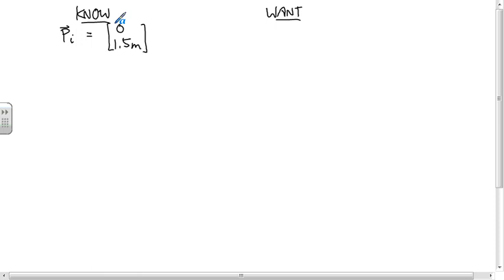Do we know either component of the final position? Well, we know that at time final, it hits the ground, right? And we know the ground is 0 y. So we don't know the x component. That's what we're looking for. So I'll put pfx over here. That's what we're trying to find. But pfy has to be equal to 0.